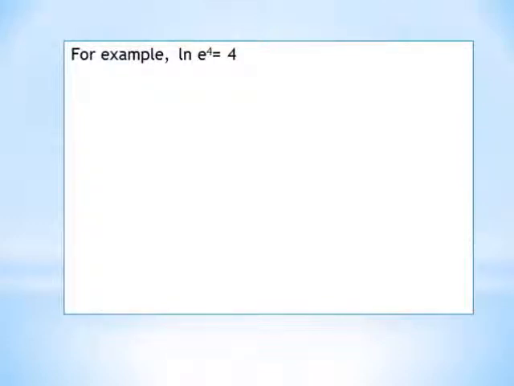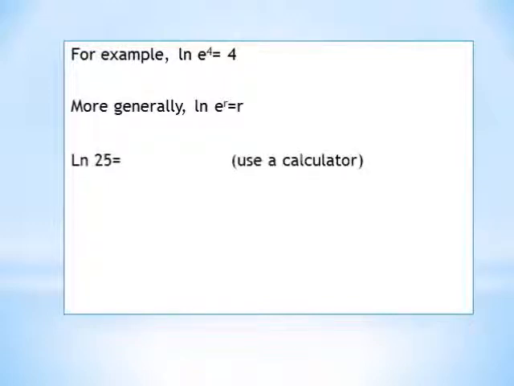Natural log of e to the 4th will be just 4, because the hidden base is e, so this is like log base e of e to the 4. Therefore, since this base matches that base, we just report the power, which is 4. More generally, we can write ln of e to the r, where r is any number, is going to be equal to simply r.